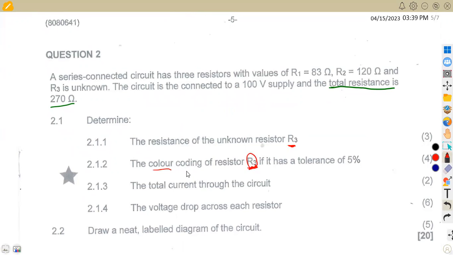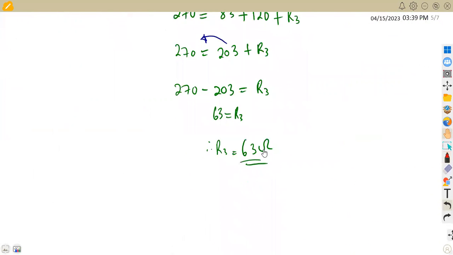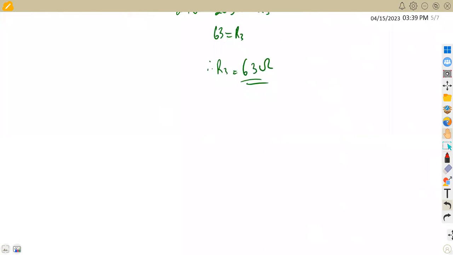So now we need its color coding given a tolerance of 5%. All right, so this is 2.12. So let's check what we have on R3. We remember we calculated the resistance. We got that R3 is equivalent to 63 ohms, and we are given a tolerance of 5% in this case. So that is plus or minus 5%.